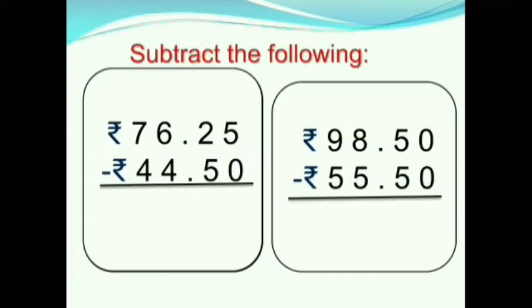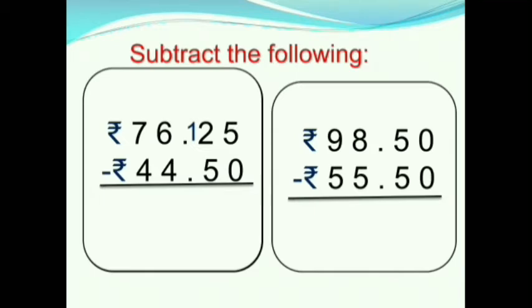Now we should subtract the following. Now we should subtract 44 rupees 50 paise from 76 rupees 25 paise. First we should subtract paise. We can't subtract 50 from 25. So we will borrow 1 rupee from 76 rupees. 1 rupee is equals to 100 paise. 100 paise plus 25 paise is equals to 125 paise.